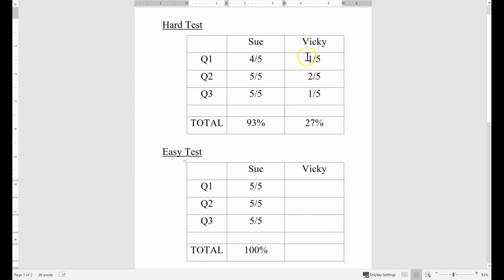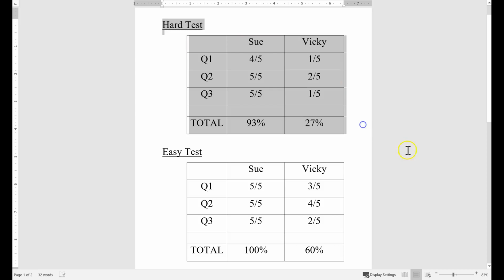Vicky, by contrast, had much more room to have improved. Her 1 out of 5, that might have gone up to a 3. The 2 out of 5 perhaps rose to a 4 when she saw an easier test. And this 1 out of 5 perhaps goes up to a 2 out of 5. So if we tally, this is 7, that's 9 out of 15, is 60%. And look at what has happened. Sue only went up 7 percentage points, whereas Vicky, the weaker student, went up 33 percentage points. This is the rationale behind the curve I showed just before.